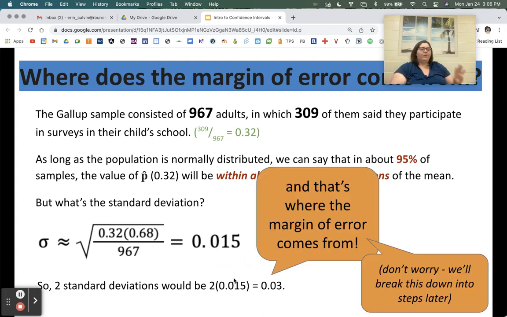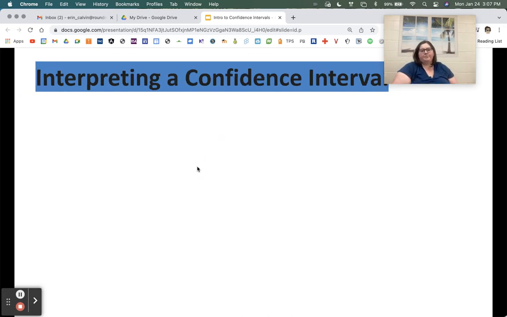Again, we will break this down much more slowly into steps later in class, but that's kind of where it comes from. It comes from this percentage value of how far away I want to be from the true mean, and then it comes from that sample proportion data.